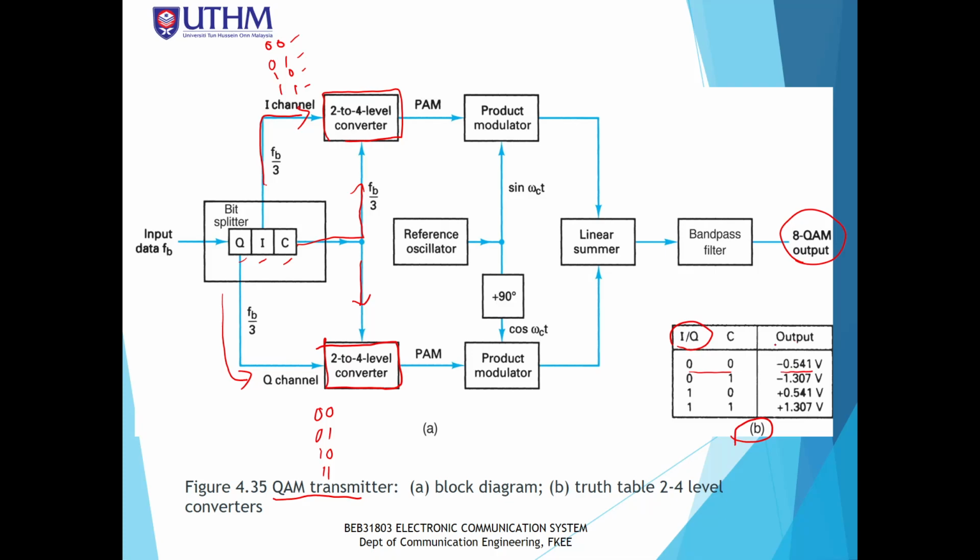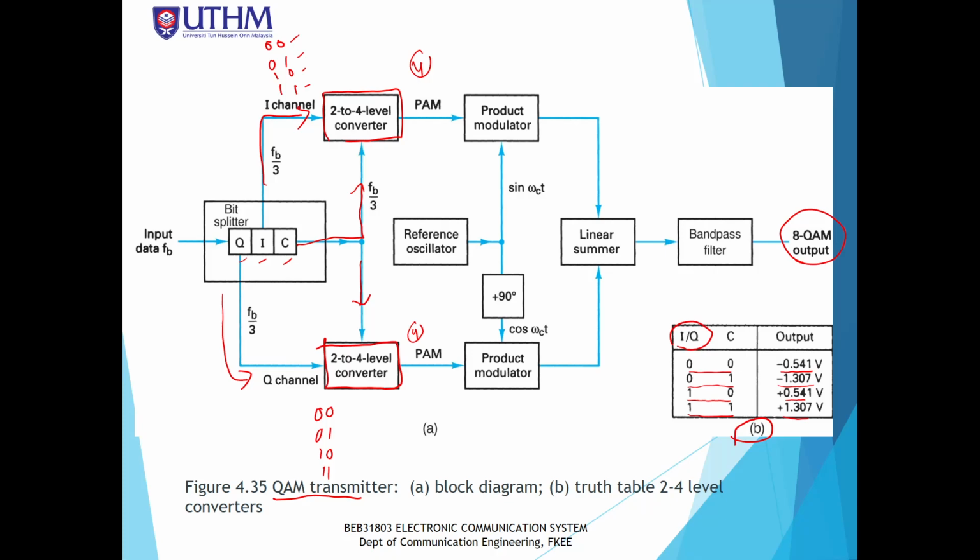0.541 volt. If the input is 01, the level converter will produce output negative 1.307 volt. If the input to the level converter is 10, it will produce positive 0.541. And if the input is 11, it is going to produce positive 1.307 volt at the output. Okay, so there are 4 possible outputs from the level converter.